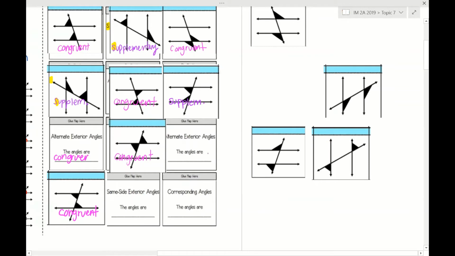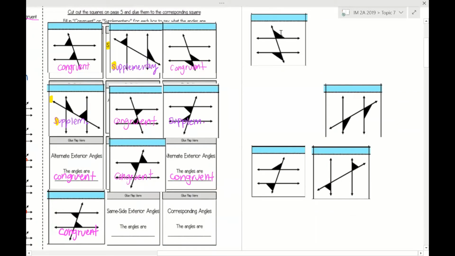And so looking at the top diagram that I have, I already talked about, these are exterior angles, so they're outside of the parallel lines. And notice that it's on alternate sides of that transversal. So I know that that is an alternate exterior. So this flap is going to get glued on in that spot.